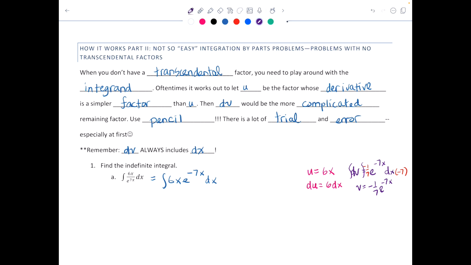All right, so let's see what we've got. So the integral of 6x e to the negative 7x dx equals u, which was 6x, times v, which is negative 1/7 e to the negative 7x, minus the integral of v, negative 1/7 e to the negative 7x, and then du, which was just 6 times dx.